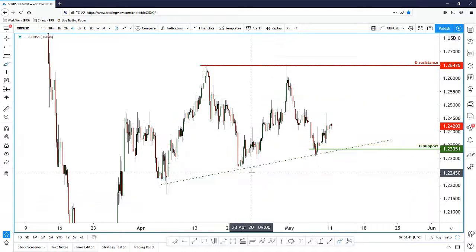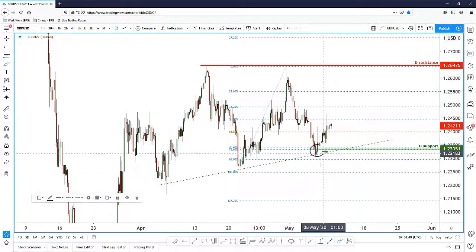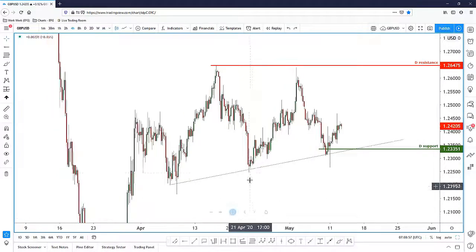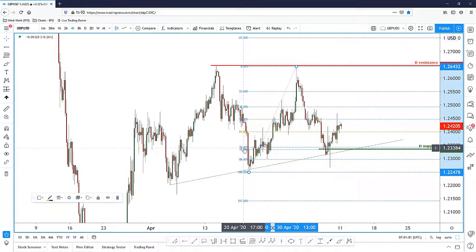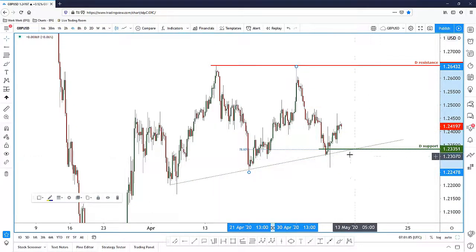So 78.60. Now, we do the same from the low to the high. And once again, we see that price tests a bit beyond 78.60 and then it made that push up. So the 78.60 seems to be a very strong support level. Let's just select the 78.60. This also happens to be in line with our daily support level as well.